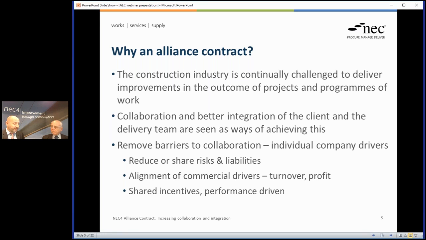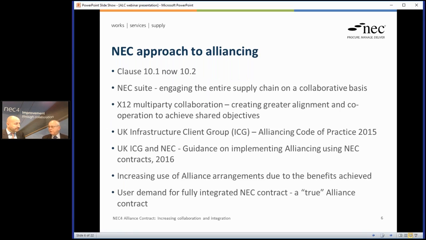Absolutely, it is that collaboration, everyone pulling in the same direction rather than looking after their own self-interest, which a lot of existing bi-party contracts tend to encourage, or certainly don't facilitate this collaboration in the right way. Okay. So how is that done? Any particular points on that one? I mean, the key point, it seems to me, is that the NEC has always been thought of as a collaborative contract. We're encouraging working together, achieving client objectives. How is the alliance contract different?